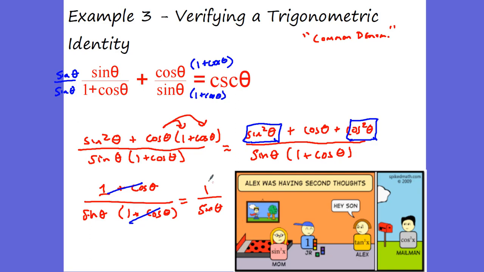And what's 1 over sine of theta equal to? It's equal to cosecant of theta. And guess what? I just proved this identity. I verified this trigonometric identity by getting common denominators. Okay?